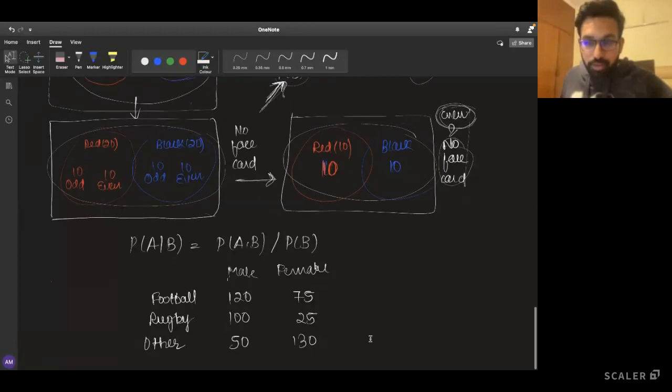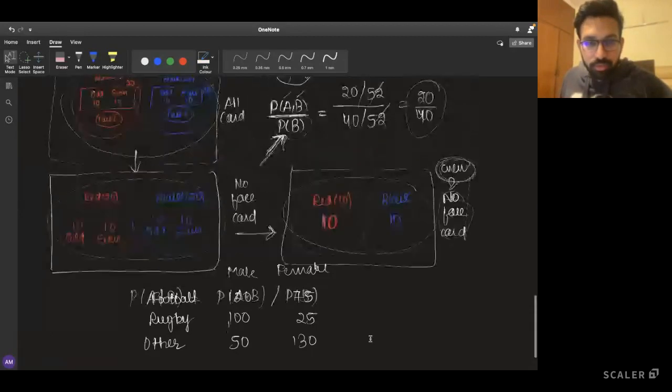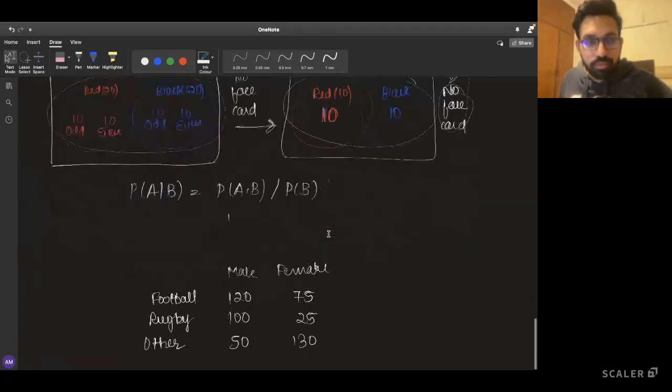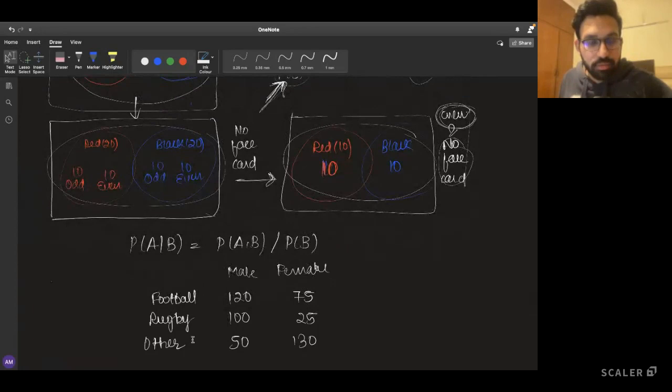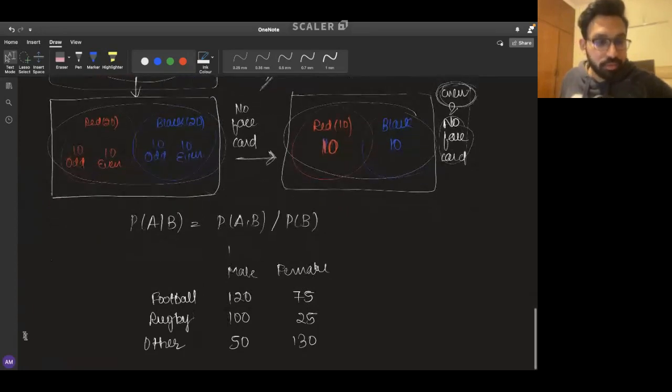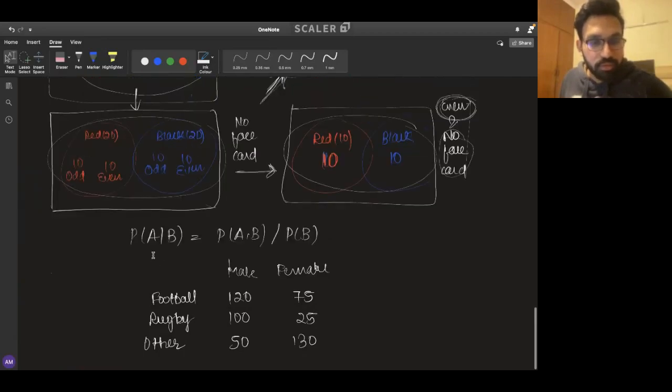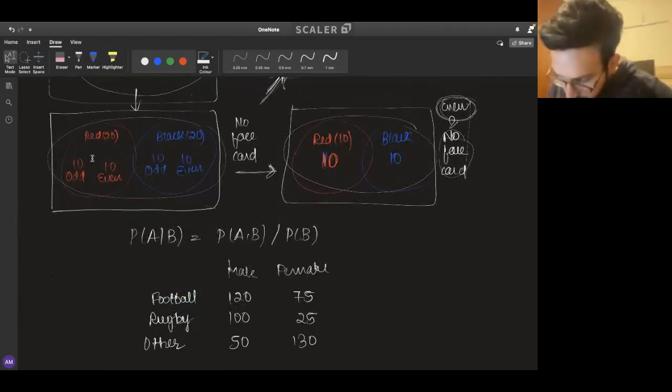And let me just scroll down. I am not able to scroll down. Okay, I think I did something wrong here and I have made this thing permanent.